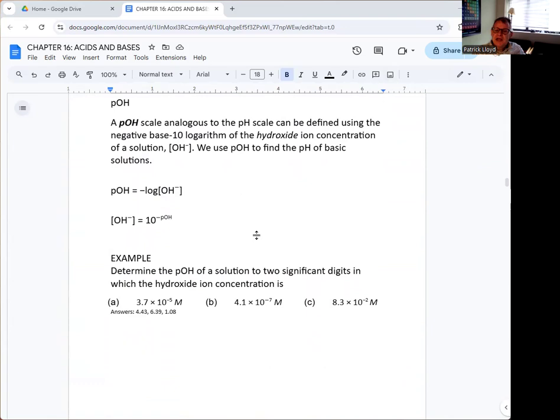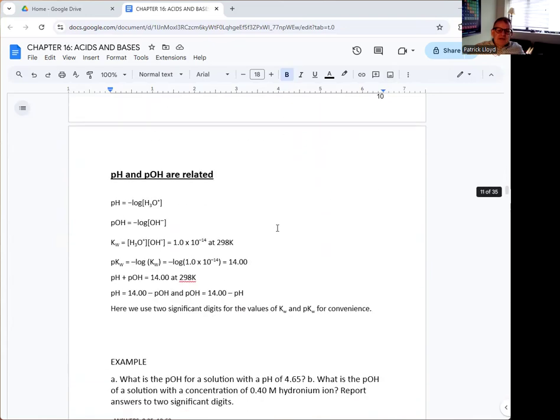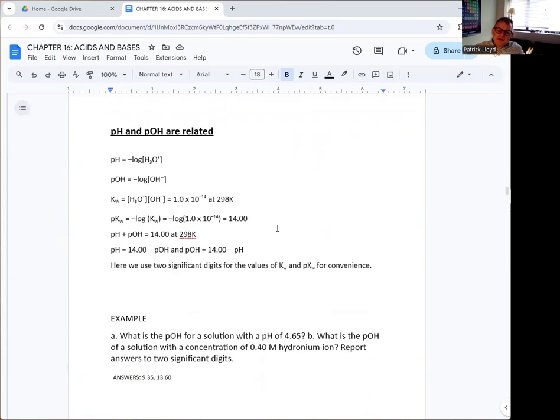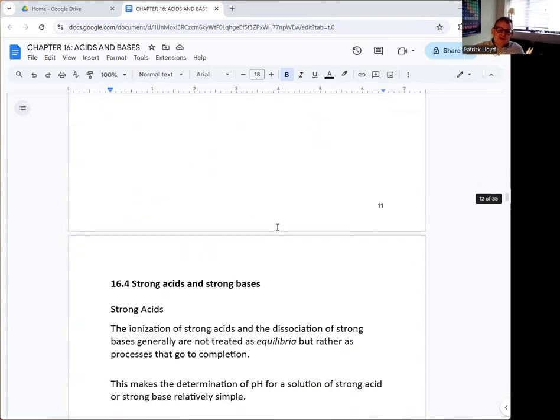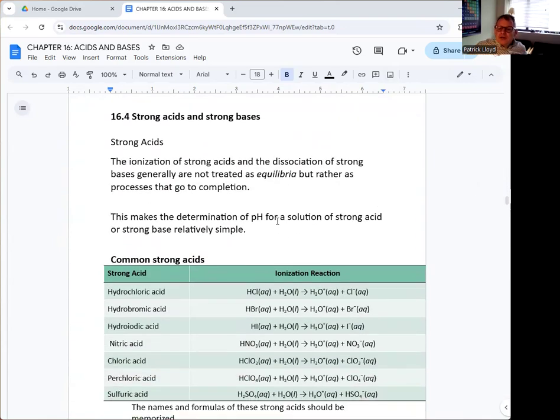Okay. Another scale, which you may or may not have heard of, is called the pOH scale. It's very similar to the pH scale, but it involves the hydroxide ion. So same thing, you do some calculations with that, and then you connect the two together. The pH and the pOH are related to each other. Okay. Then you'll look at some specific examples of calculating pH.